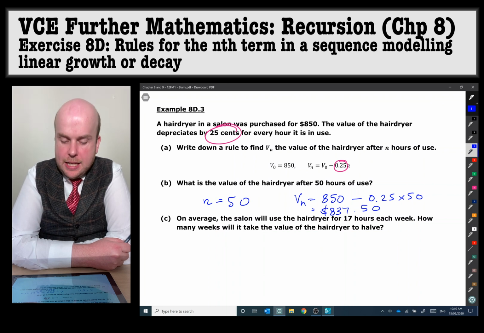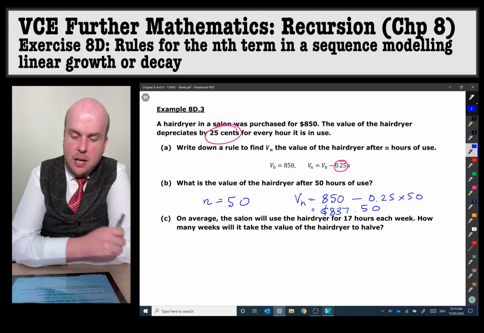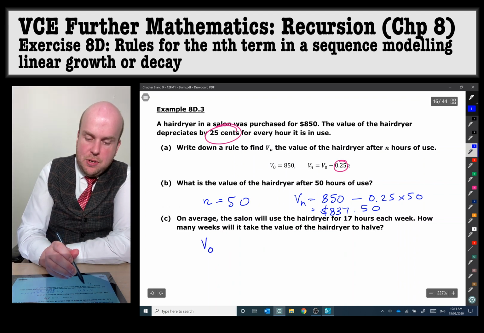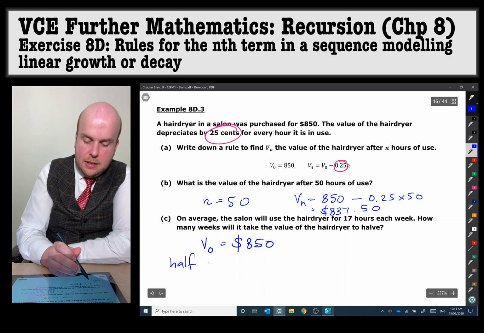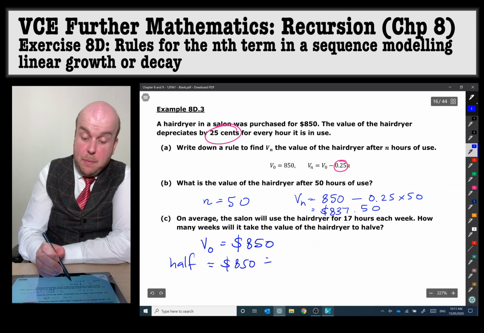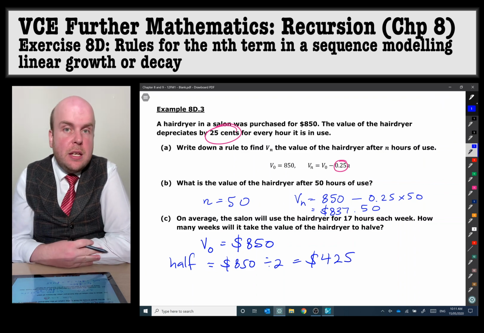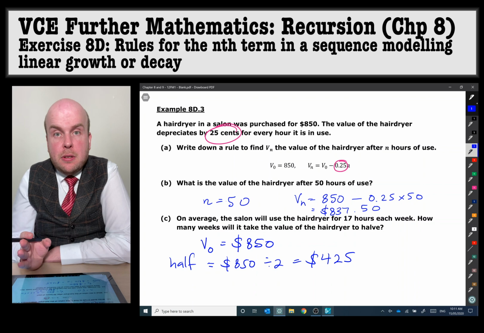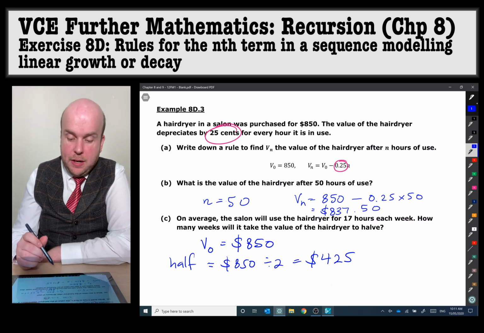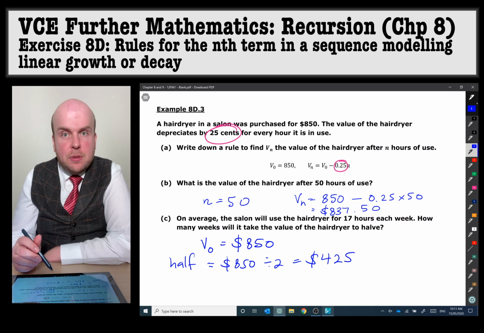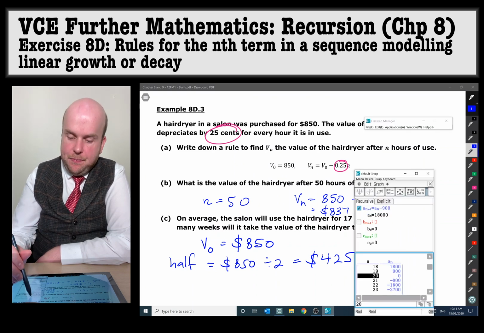On average, the salon will use the hairdryer for 17 hours each week. How many weeks will it take for the value of the hairdryer to halve? Okay, so first of all, we should find out what that value is. What is half? If the initial is equal to 850, half of that is equal to 850 divided by 2, which equals $425. So we need to find out at what point this will be equal to $425.